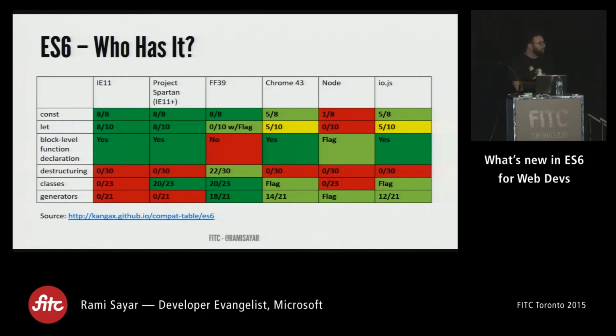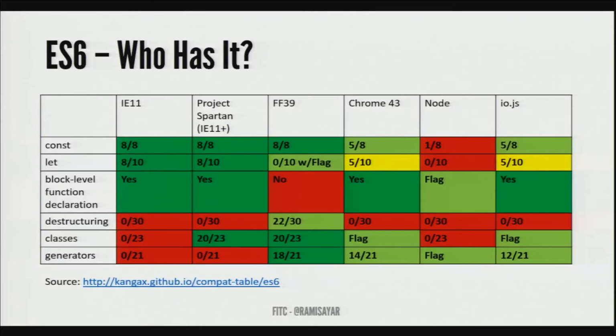Well, happy to say that different browsers are already implementing different parts of it. You've got IE and Project Spartan that have implemented const, let, and block level function declaration. Firefox has also implemented const. It has let if you use a flag. Firefox is the only one so far to have implemented destructuring. And classes and generators are implemented quite well in Firefox, but sort of implemented in Chrome if you use a flag, and then there's io.js if you use io.js instead of Node, and also all that.